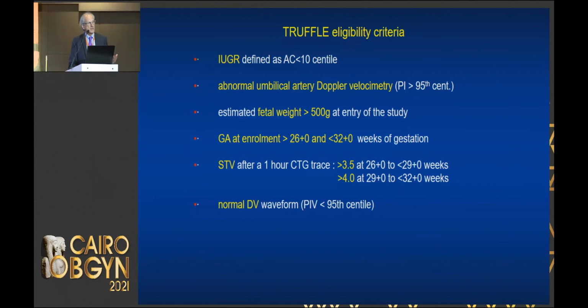And the short-term variation had to be normal at study entry, of course. That means higher than 3.5 milliseconds between 26 and 29 weeks, and more than 4 milliseconds between 29 and 32 weeks, because there's an increase of short-term variation with gestational age. And of course, there had to be a normal ductus venosus waveform, because that was exactly one of the parameters we wanted to test.